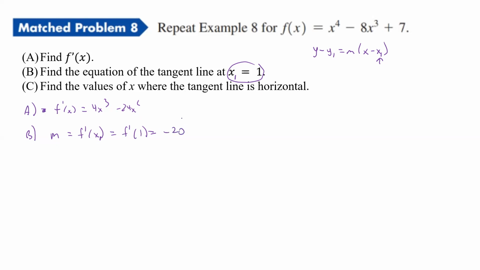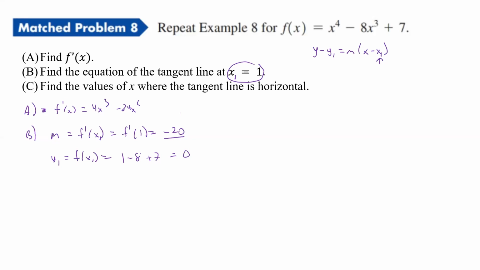All right, what else do we know? We know the y1 here. y1 is going to be equal to f of x1. Well, x1 again is just that 1, so we're going to plug that back into the original. 1 to the fourth is 1, then minus 8, and then plus 7. Well, that's going to be 0.